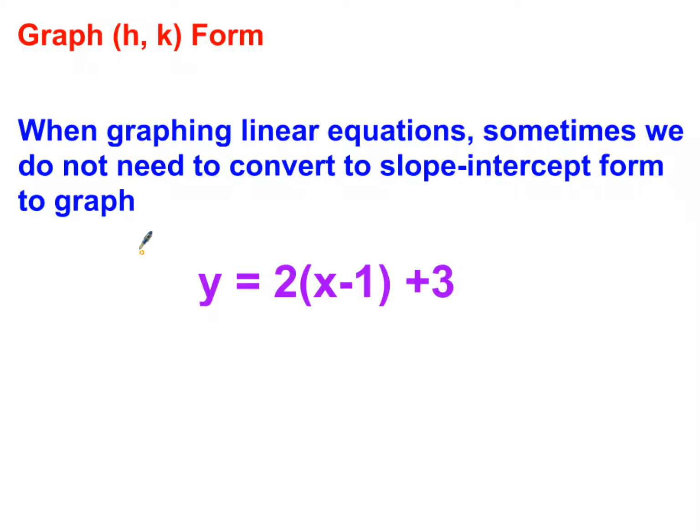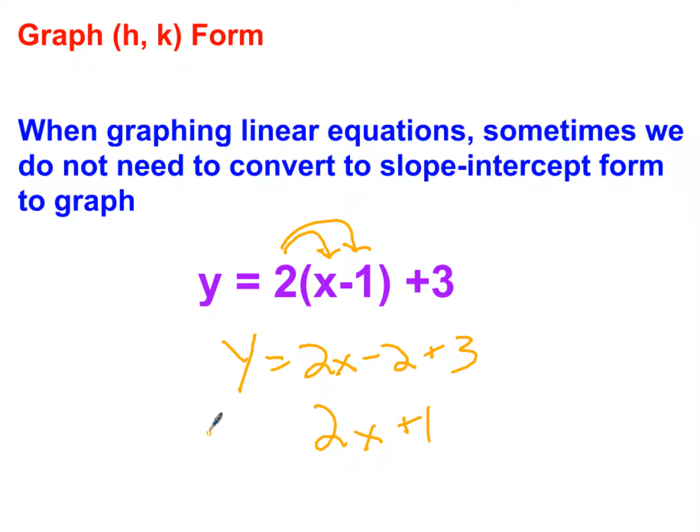Again, it's a linear equation. I have a y and my x, and there's no exponents. So I know when I graph this, it's definitely going to give me a line. I could convert this to slope-intercept form. I could use the distributive property first and get y equals 2x minus 2 plus 3, and negative 2 plus 3 is positive 1. I could just do that, and now I could graph from here.